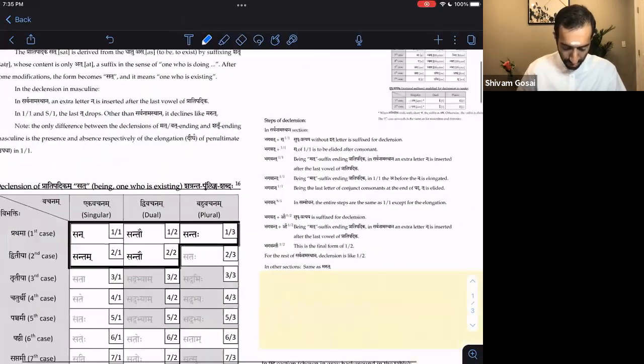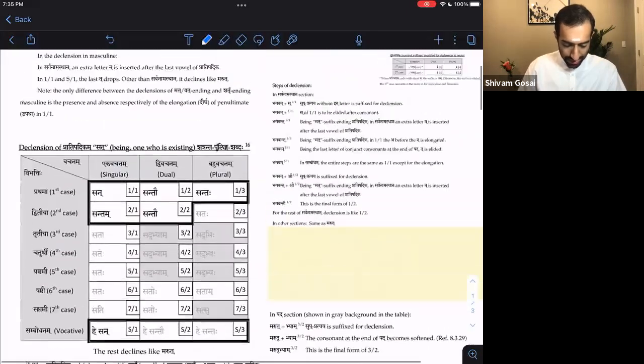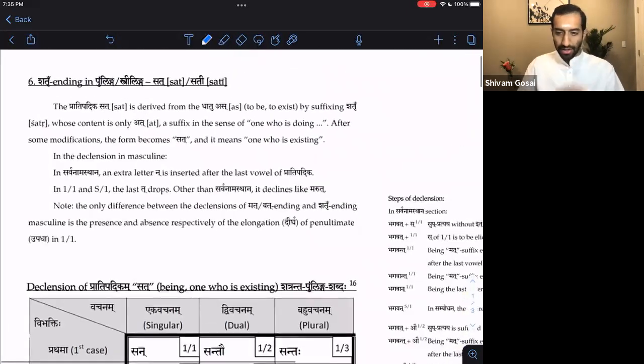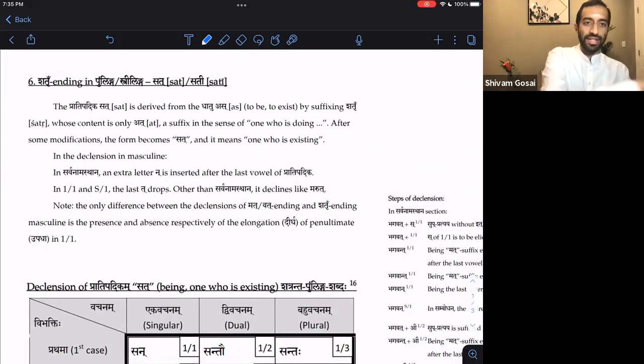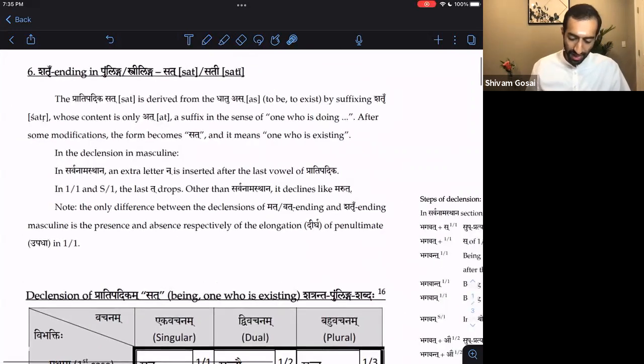Okay. So here the word is Sat, as I was saying. Now you notice how it doesn't automatically say Sat. This says Shatru ending. So you see that at the top, Shatru ending. Now Shatru is a specific type of suffix. So those words which end with the suffix Shatru are what we are talking about today.